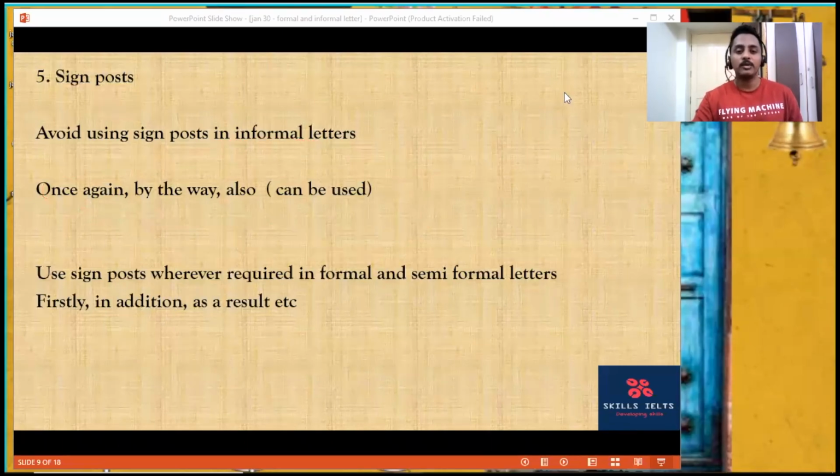Those who are not able to hear me, you can log out, click on end meeting and log in back. Should be able to hear me, Harita.